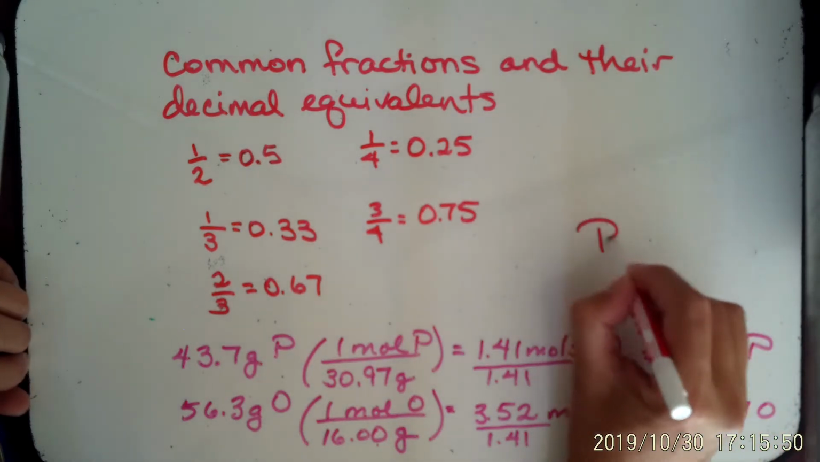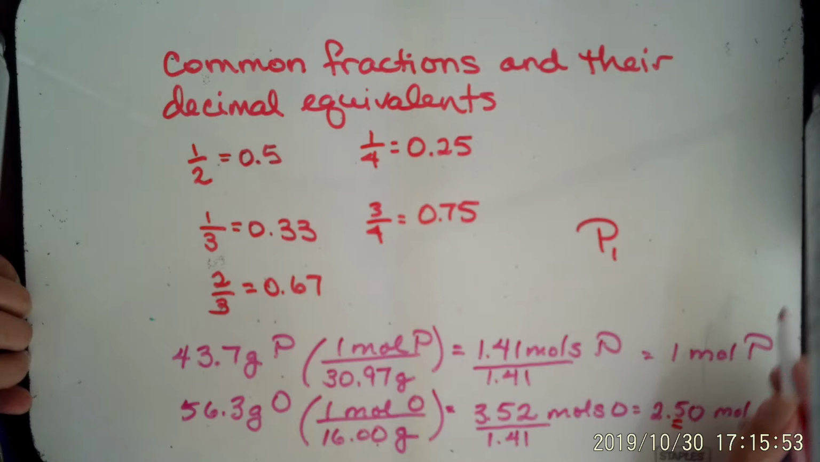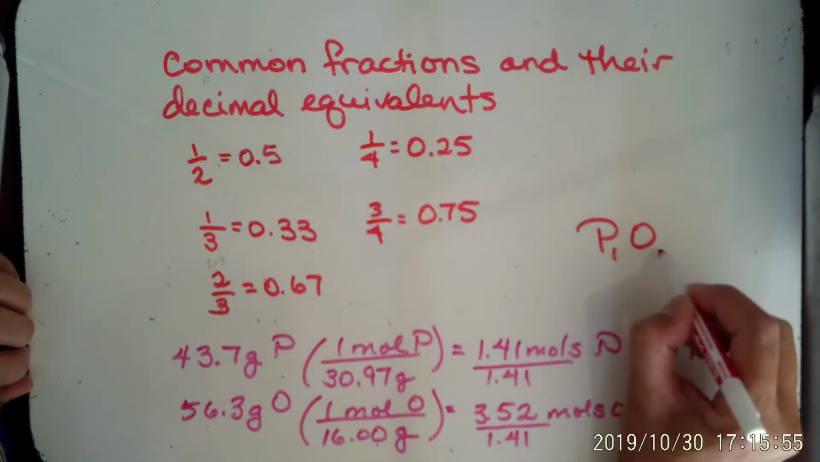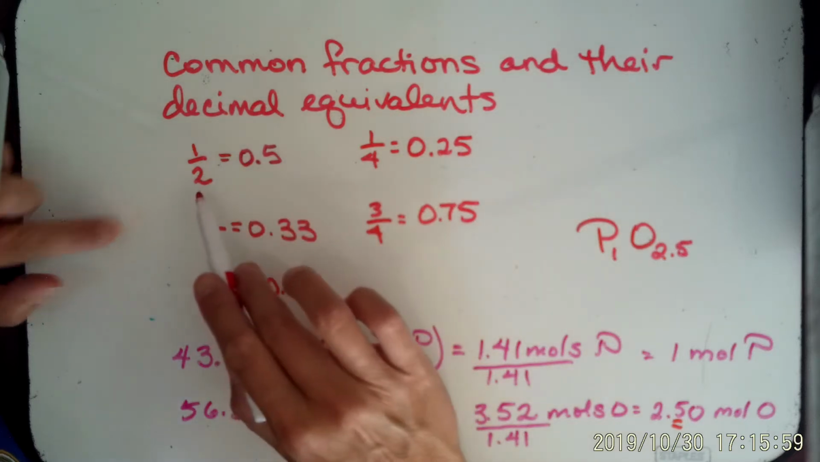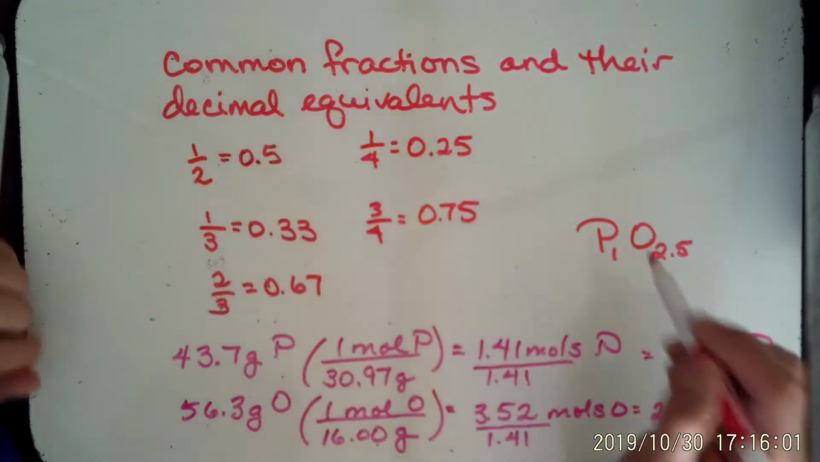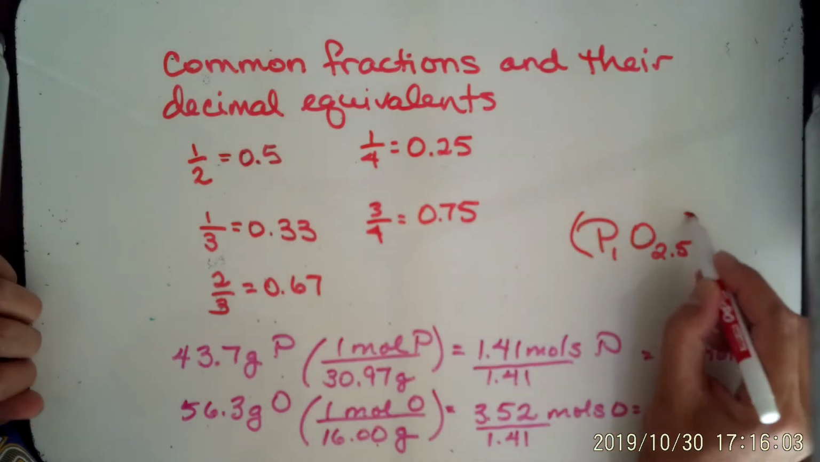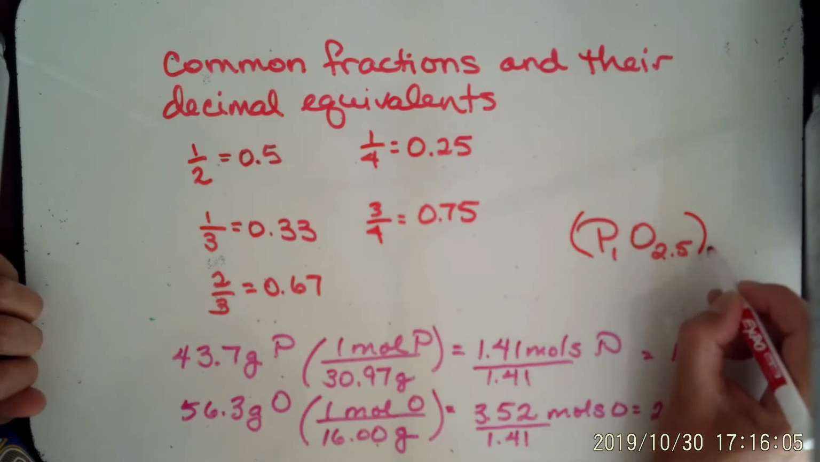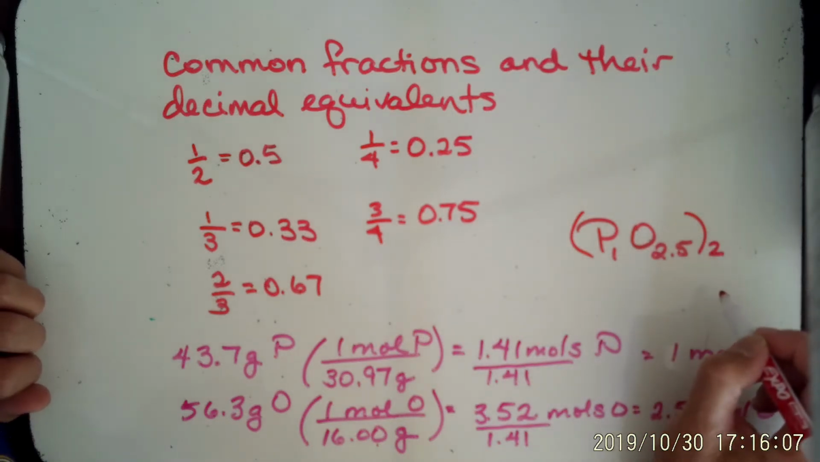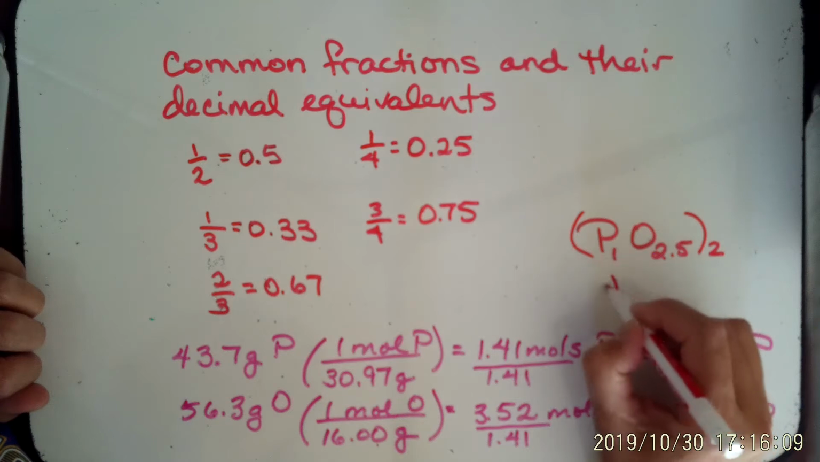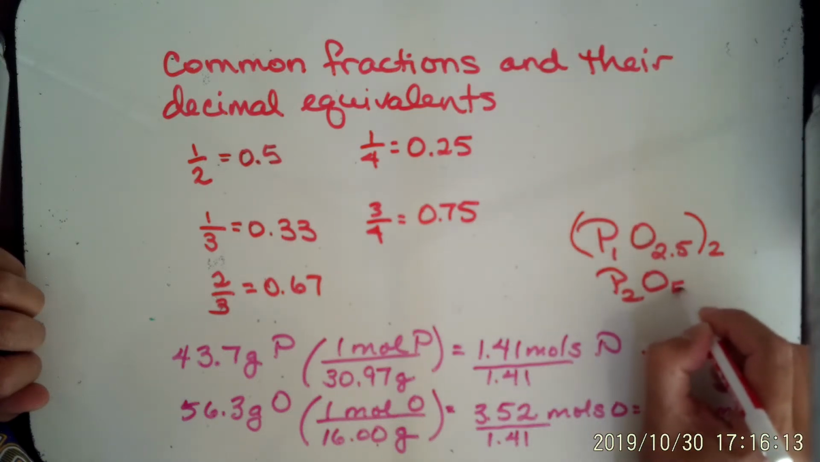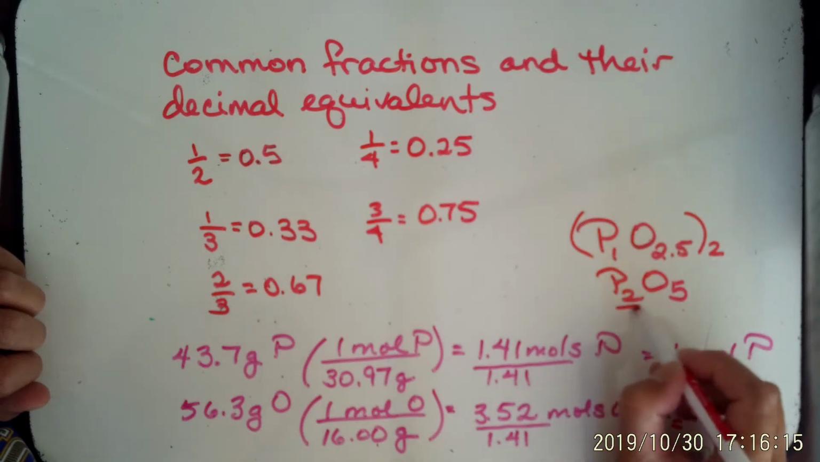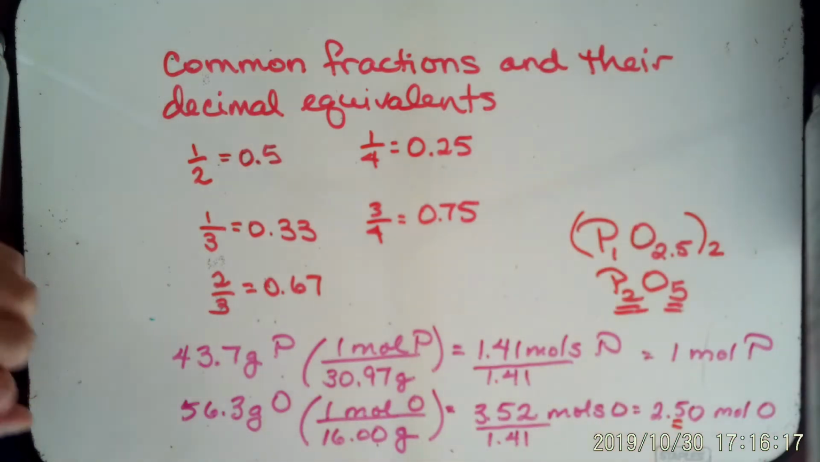So how do I get rid of P1, oxygen 2.5? How do I get rid of the half? You can see the denominator is a 2. So we multiply all of our subscripts by 2. So 2 times 1 is 2. 2 times 2.5 is 5. And that is how we remove our fractions.